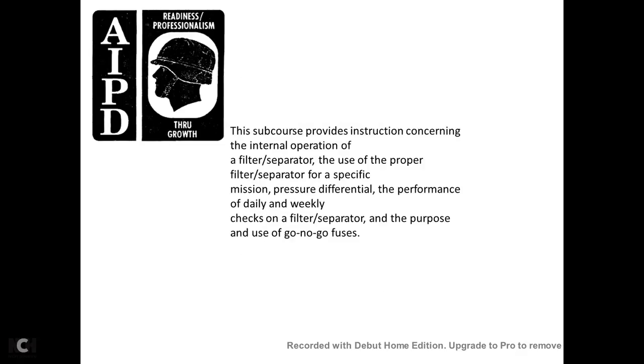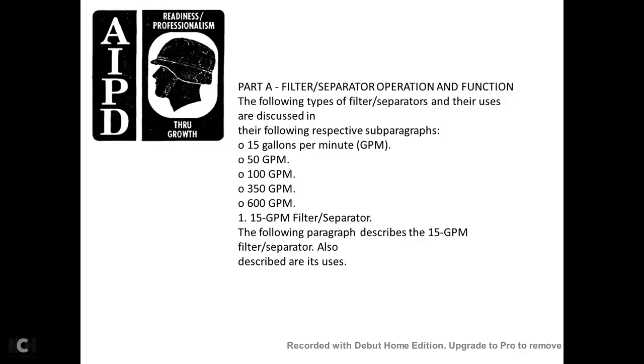The subcourse provides instruction concerning the internal operation of the filter separator, the use of the proper filter separator for a specific mission, pressure differential, the performance of daily and weekly checks of the filter separator, and the purpose and use of go, no-go fuses. Part A covers filter separator operation and function. The following types of filter separator and their uses are discussed in the following subparagraphs: 15 gallons per minute, 50 gallons per minute, 100 gallons per minute, 350 gallons per minute, and 600 gallons per minute.